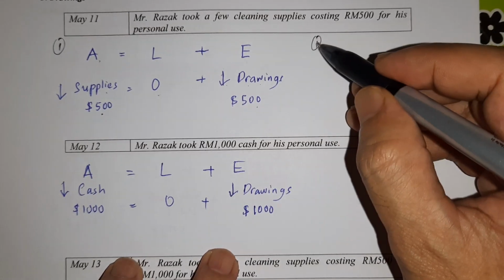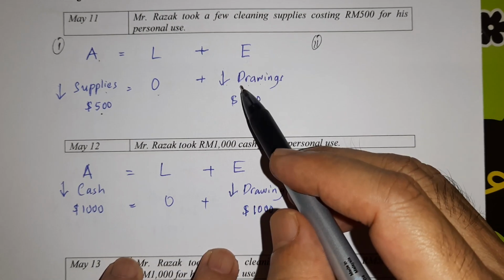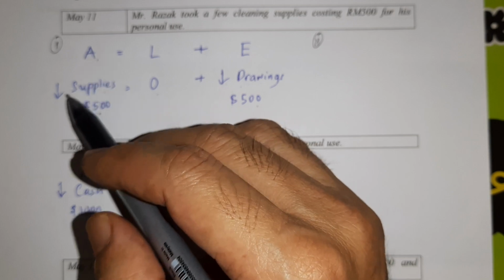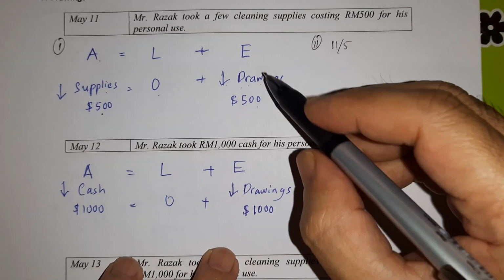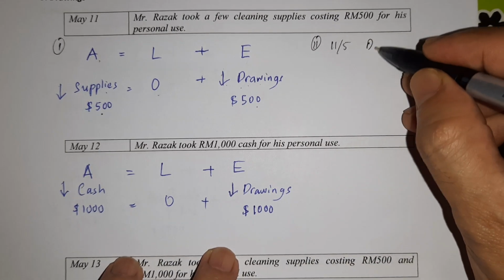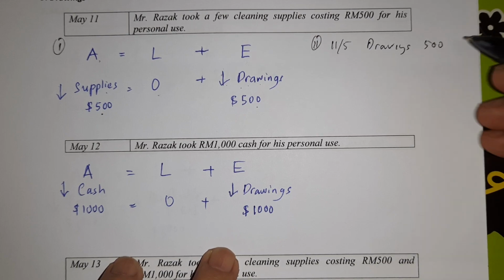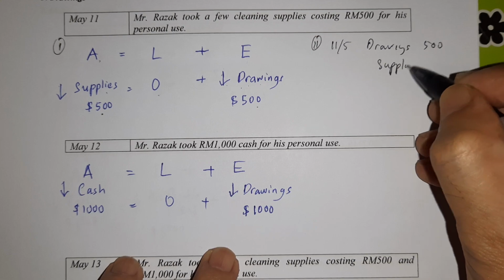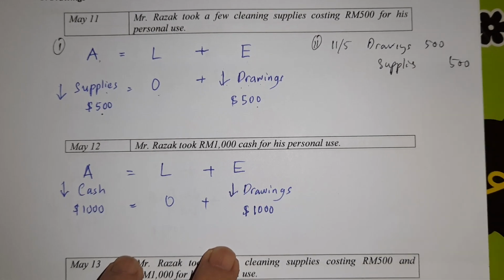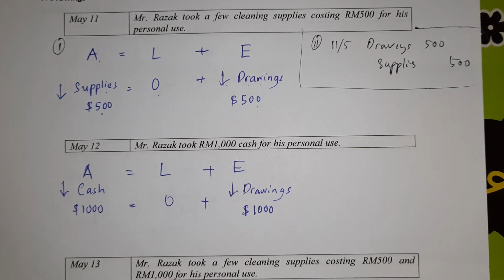So how to do the journal entry? You just follow the rule of debit and credit. So equity decrease, you debit. Asset decrease, you credit. The date is 11th of May. Equity decrease, you debit account drawings 500. And asset decrease, you credit account supplies 500. Easy, no challenge at all.